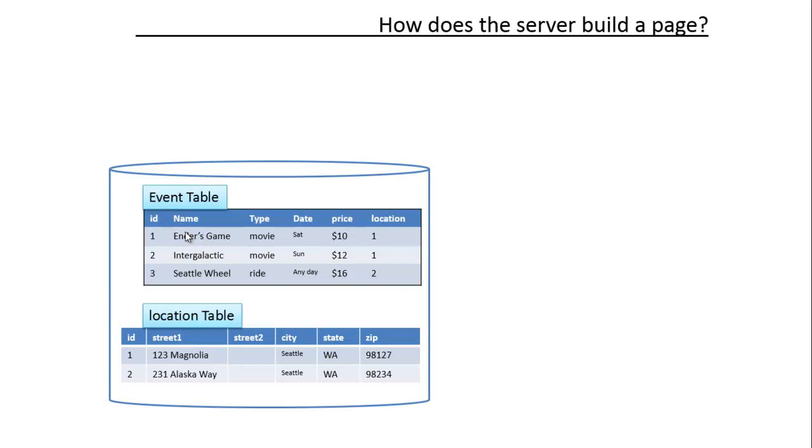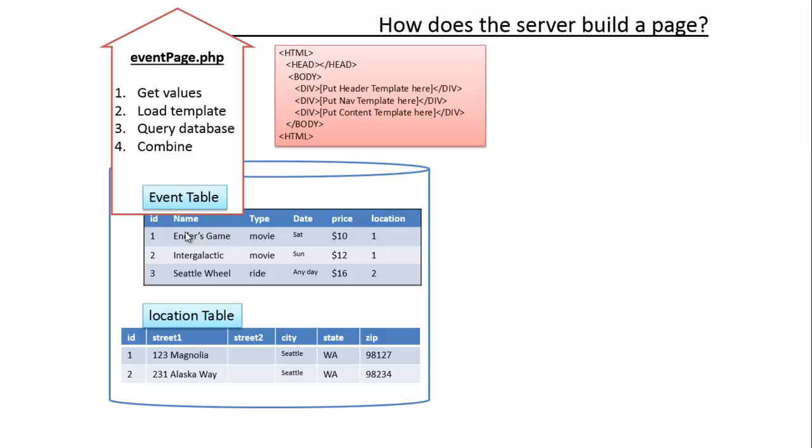And you'll remember from before that we have a location of 1, and that corresponds to 123 Magnolia. And then down at the Seattle wheel, we have a location of 2. That corresponds to 231 Alaska Way. So there's our database. Here's our program.